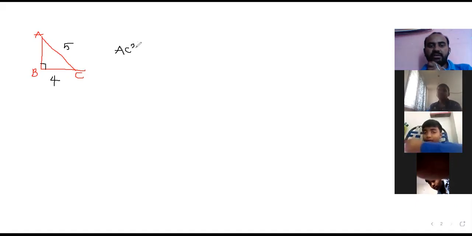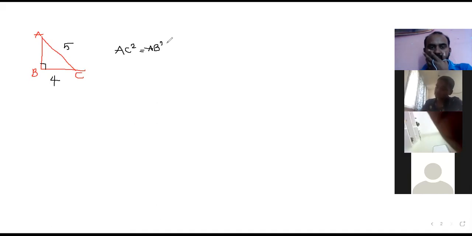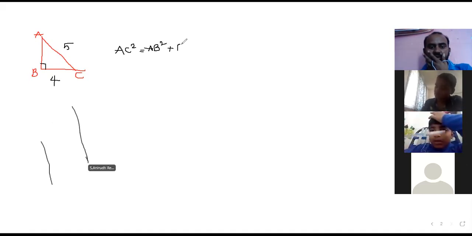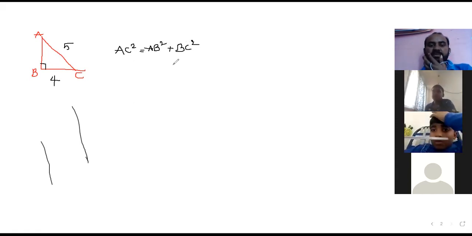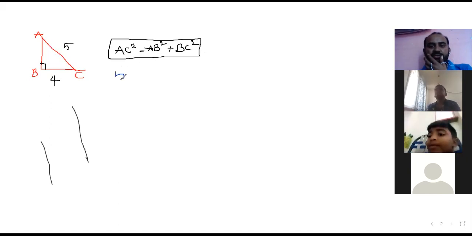AC square is equal to, first you always have to write the formula. AC square is equal to AB square plus BC square. Anirudh, don't touch the screen. This is my formula. Now substitute the values you have. Do you have the AC value or not? Yes, I have the AC value. What is that? 5.